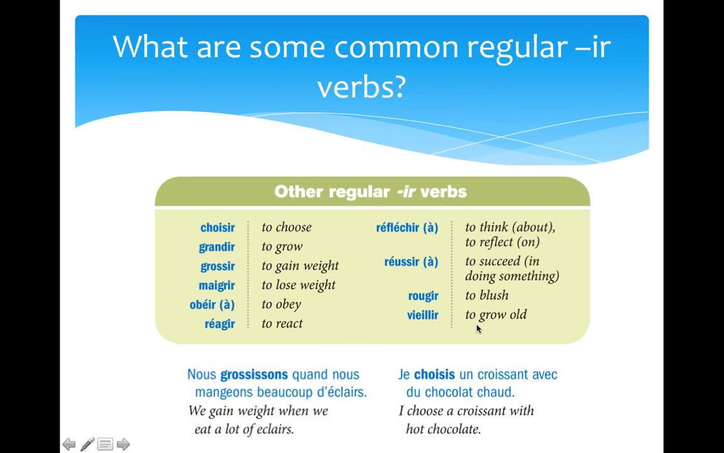So if we want to put these in a sentence, notice that we don't say nous grossir. That would mean we to gain weight. We have to conjugate it. So we have the right ending, issons. Nous grossissons quand nous mangeons beaucoup d'éclairs. We gain weight when we eat a lot of eclairs. And je choisis. Notice we don't have je choisir, je choisis un croissant avec du chocolat chaud. I choose a croissant with hot chocolate. So these are some common regular IR verbs that you'll need to conjugate with the endings that we just discussed.